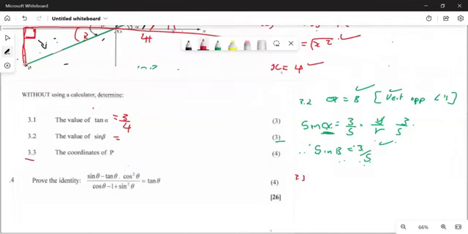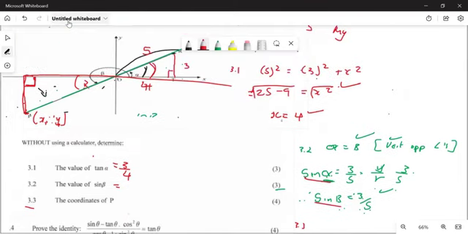3.3, they want to know what the coordinates of P are going to be. In other words, they're asking what is going to be the X of P, and then what is going to be the Y of P. Now, here's what you already know: the ratios of this one and this one are equal. Then if I use this fact, the sine of alpha is going to be equal to the sine of beta.